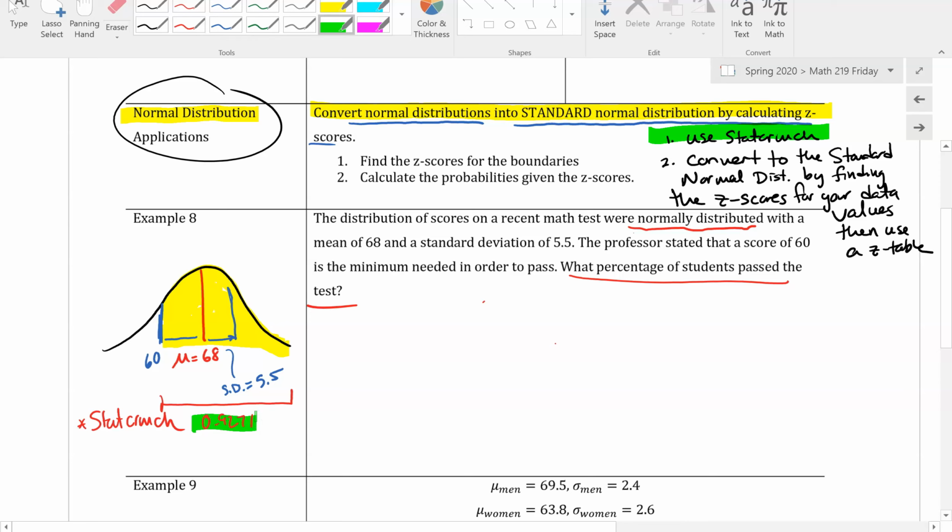If you're not using StatCrunch, you first have to convert these to z-scores. You can't look at your z-table and look for these numbers because these are not z-scores. Those are raw data value scores. So what you would need to do first, if you want to do it using a z-table, we have to first convert to z-scores, or convert to the standard normal curve by working with z-scores.